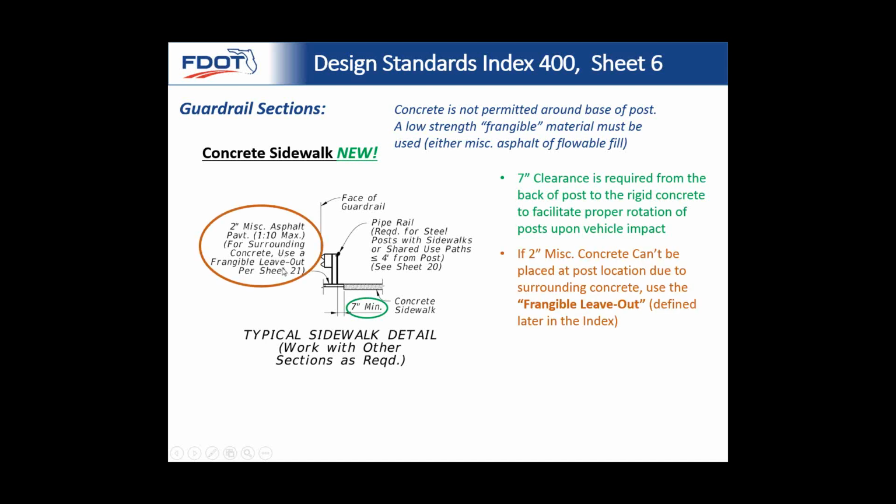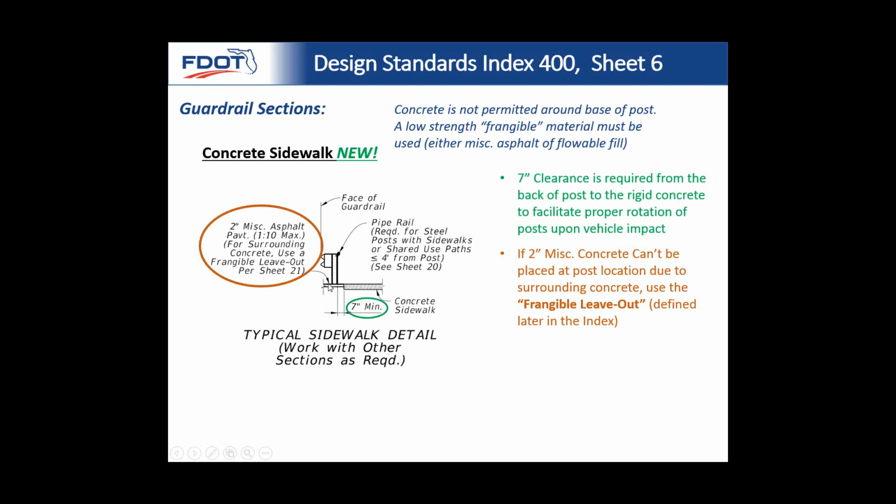Now, if you can't do that, and you really have a tight, constrained scenario where you have to put the post right through the sidewalk because you're trying to fit a lot into the same section, then you use this thing called the frangible leave-out, which is something new. It's been crash tested and FHWA approved.